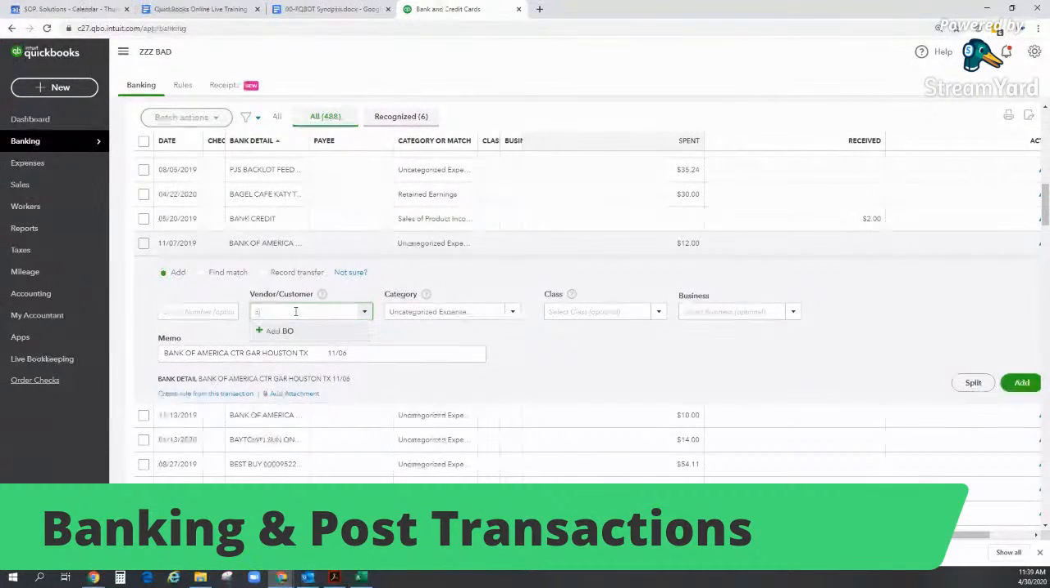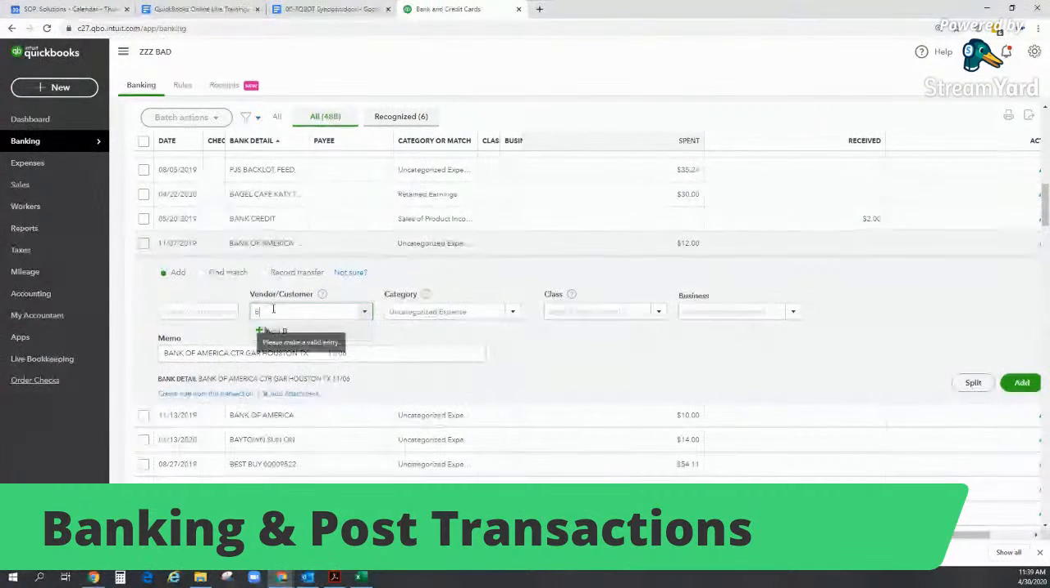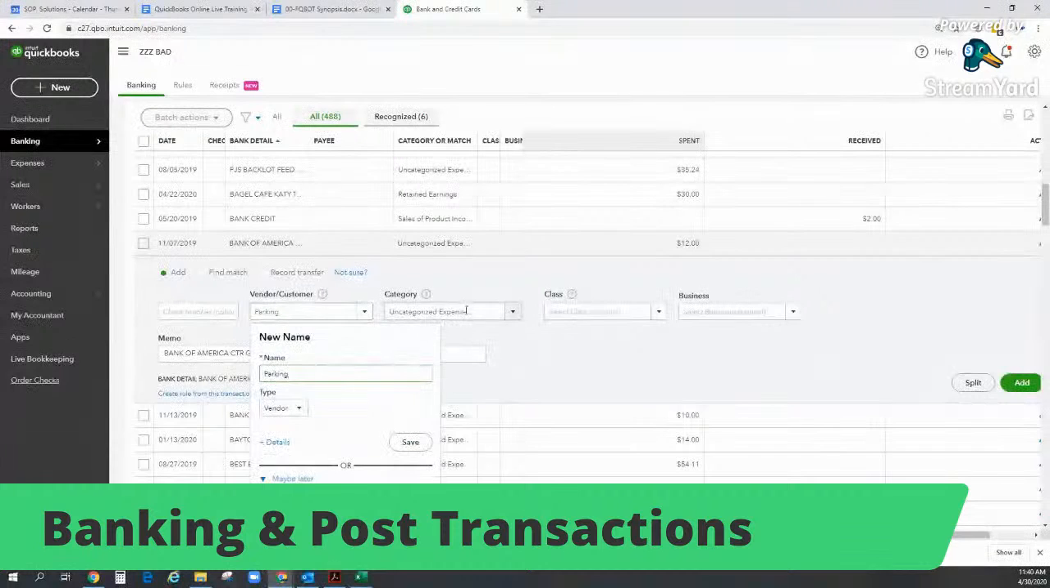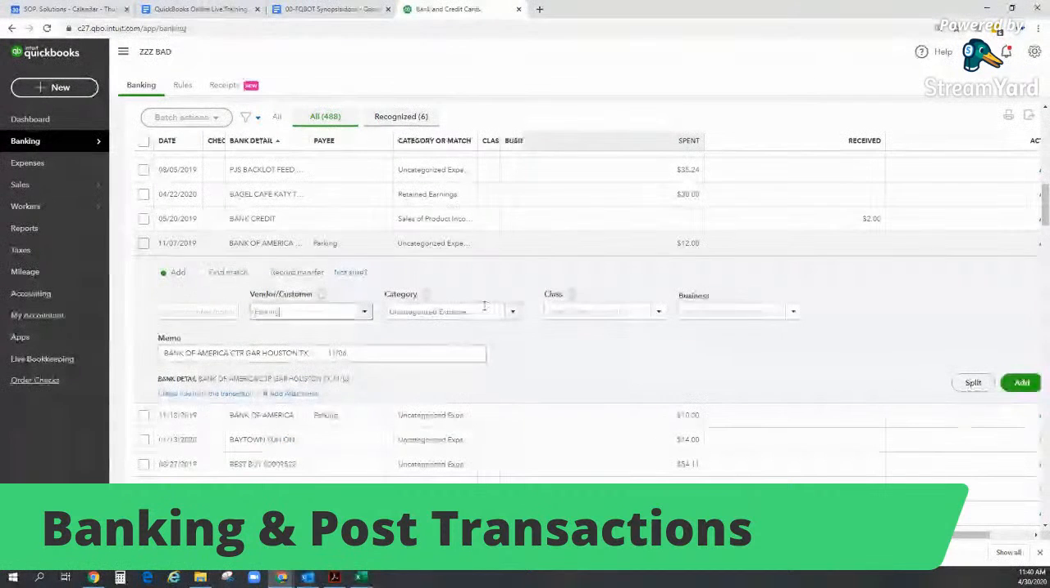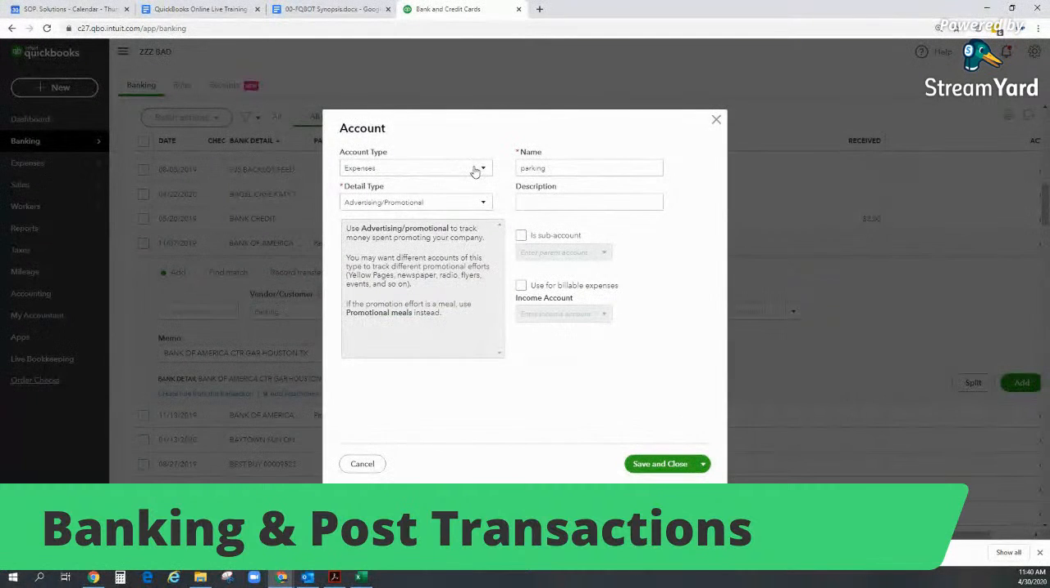Right here, I'm going to do, oh, this is in my description. I have Bank of America, but that's actually parking. Bank of America Center Garage. I don't want to create a vendor for Bank of America, but I can create one that says parking. Create. I'm going to create a parking category in my chart of accounts. I'm going to add it. So on my chart of accounts, that's an expense. It's actually an auto expense.